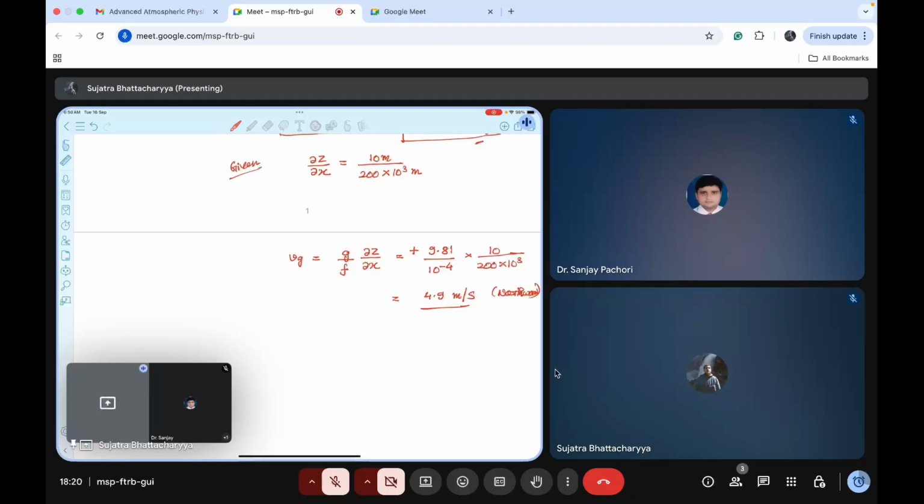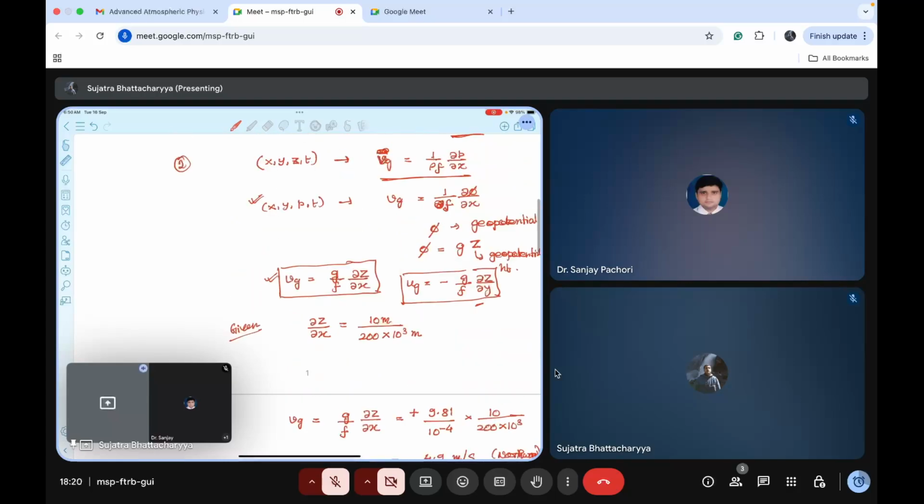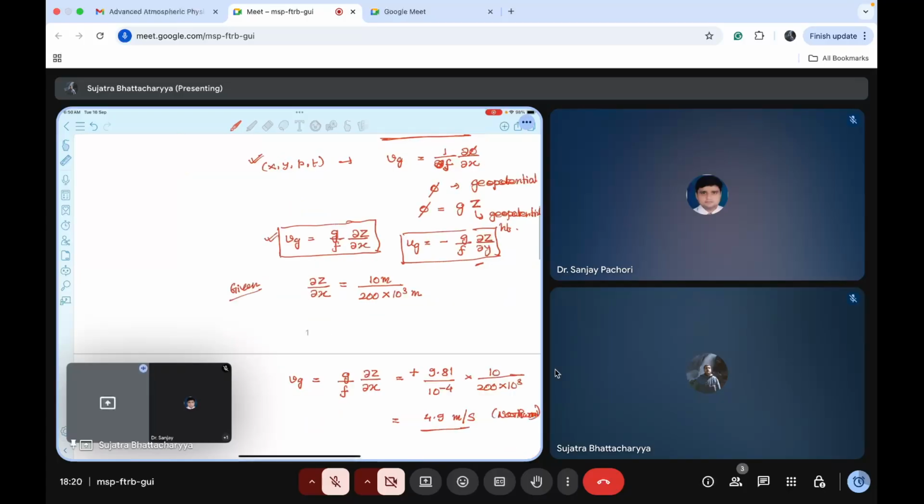All right. So this is a simple question. The trick is that instead of the pressure gradient, you have been given the geopotential height gradient. Perfect. So this is what you have.